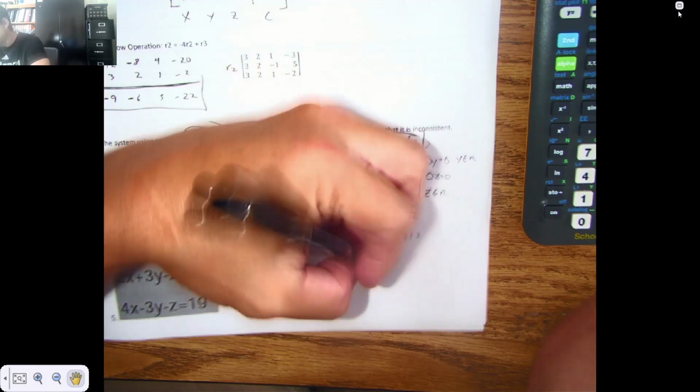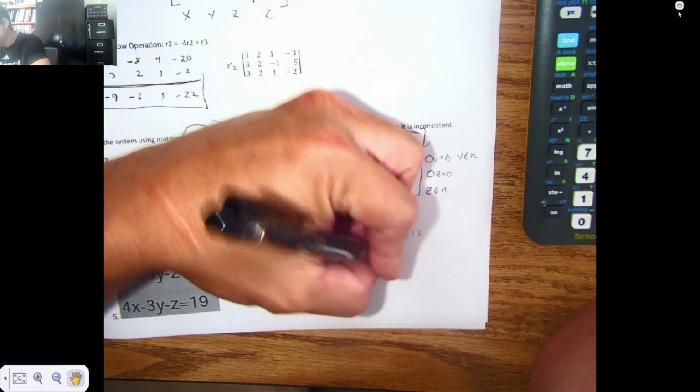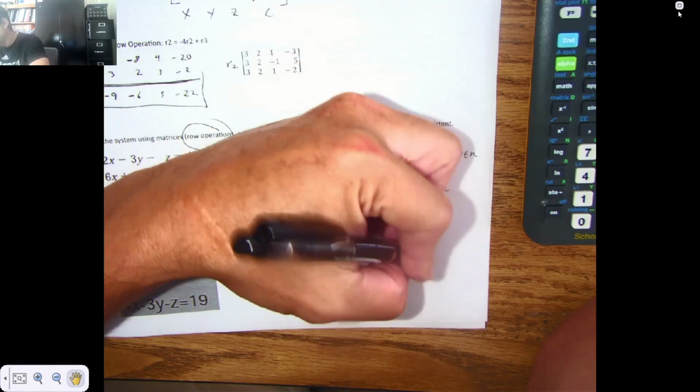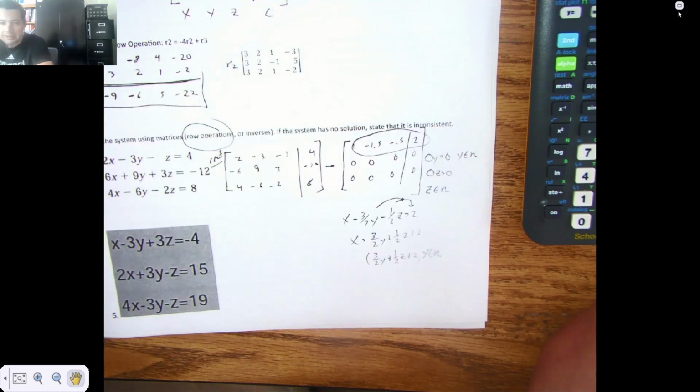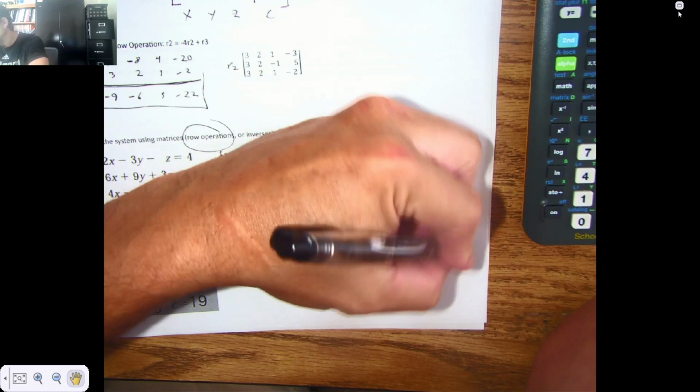Now I can think about my ordered triple. My ordered triple would have the X value, 3/2 Y plus 1/2 Z plus 2, followed by Y as an element of the reals, or Y as any real number if you have time and space to write it, followed by Z as an element of the reals. So it is definitely a dependent system.